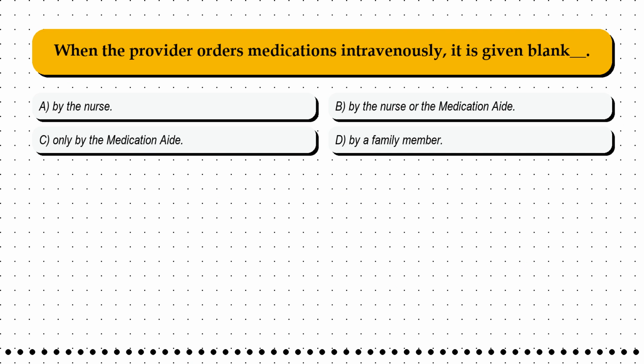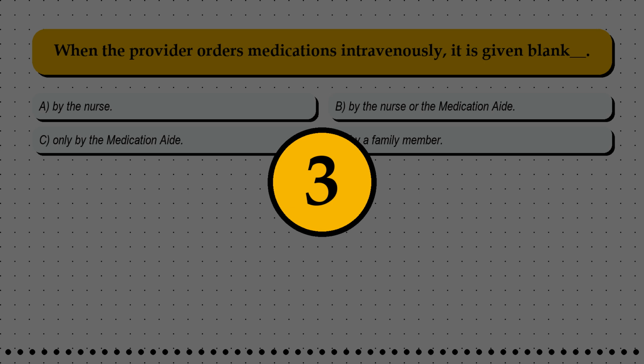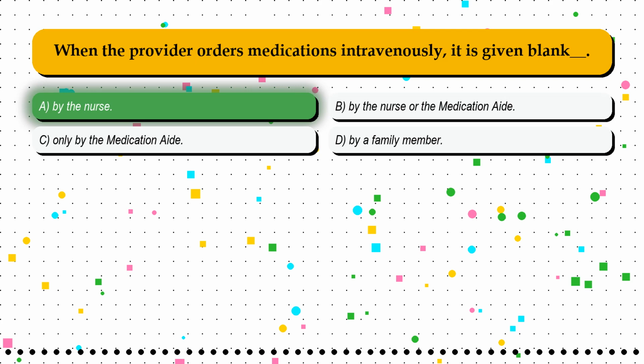Question 82. When the provider orders medications intravenously, it is given blank blank. Option A, by the nurse. Option B, by the nurse or the medication aide. Option C, only by the medication aide. Option D, by a family member. The correct answer is option A, by the nurse.